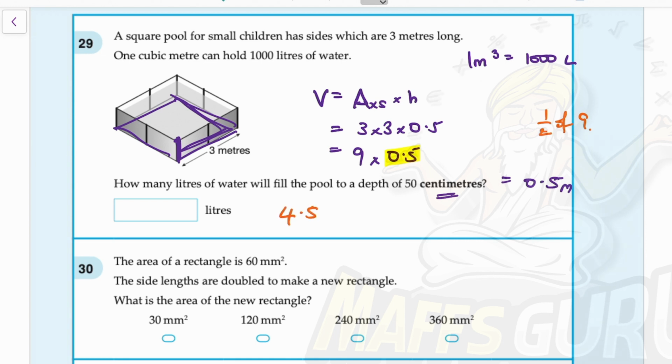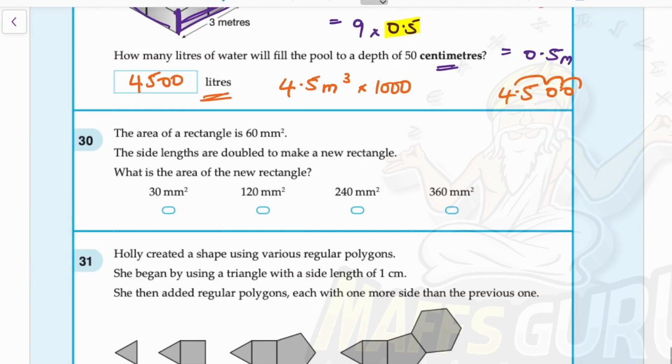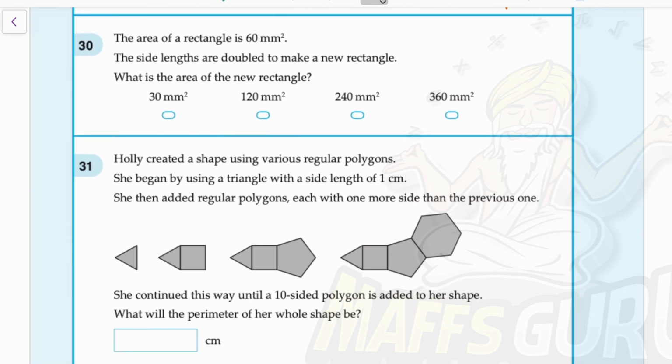So that's 4.5 meters cubed, but you'll notice it wants it in liters. So every single meter cubed is 1,000 liters, which means I'm going to times that by 1,000. Again, you don't need a calculator for this. When you multiply by 1,000, you move the decimal point 3 places to the right. So I've got 4.5, 1, 2, 3. Fill in the zeros there, gives me 4,500 liters.